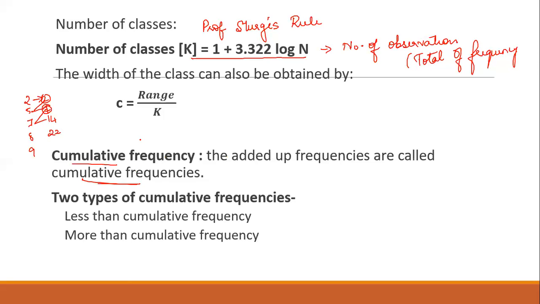When you add up the frequencies, that will make it cumulative frequency. And when you say cumulative, we have two types: less than cumulative frequency and more than cumulative frequency. Cumulative frequency is nothing but the added up frequencies.